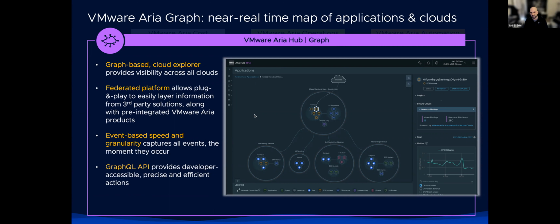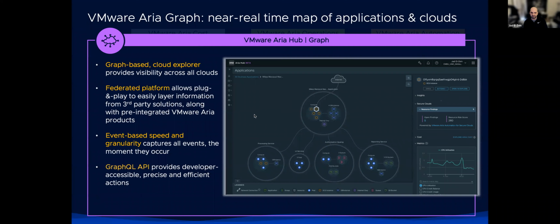And this is an example of an application model. This is an actual screenshot inside of Aria Hub, where you can start visualizing what the environment looks like, right? And it's using the tools that are available, plus everything Aria Hub and Graph bring to the table to help you get these visualizations. I'm going to drill into this a lot more.